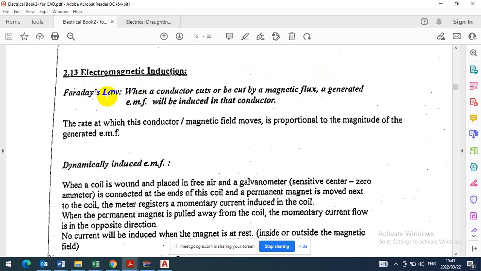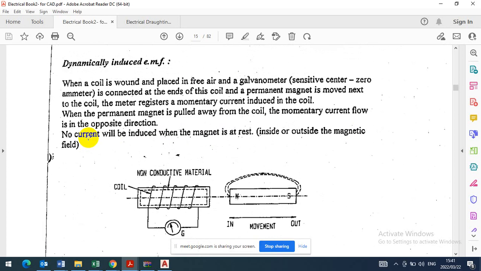So it's Faraday who said that when a conductor is cut or is being cut through by magnetic flux, EMF will be induced in the conductor. So you will have voltage in the wire. And the three types of inductions that we are going to learn start with dynamic induction. This question once came in the exam, not even once, so many times. 20 marks to draw this sketch here. Draw the sketch, explain the dynamic induction.